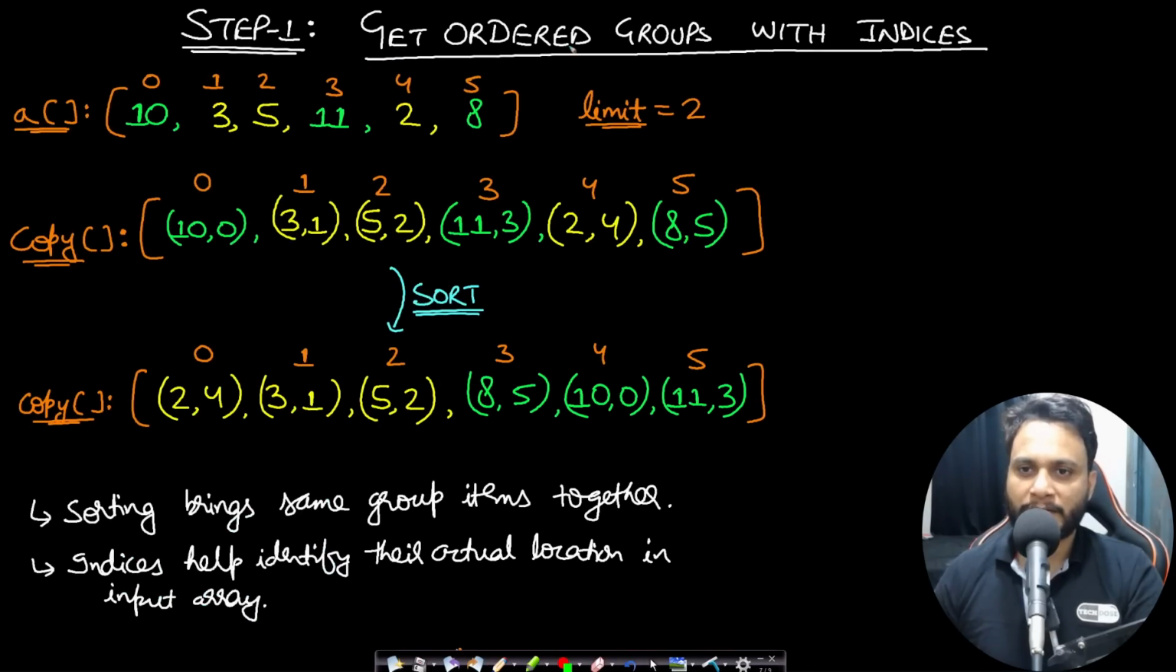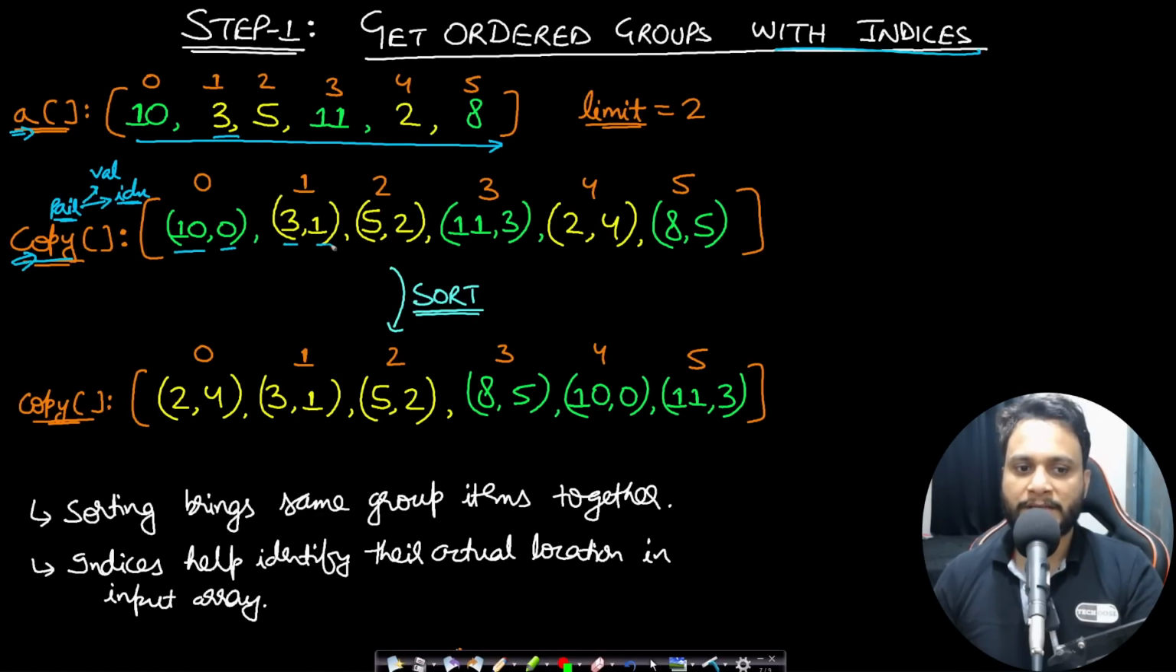The first step is to get the ordered group with the indices. Now you know why you need indices, right? Because you have to track the group items where they are present in the original array. So given the original array, let's create a copy array. This copy array will have a pair of items. The first value will be the actual value from the array, and the second value of the pair will be the original index where the item is present in the original array. If you just move left to right and capture it, you make a new copy array. So this is extra space, right? In this case, 10 is present at index 0, 3 is present at index 1, and likewise I have entered all the elements in the copy array.